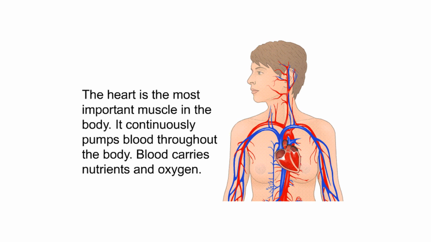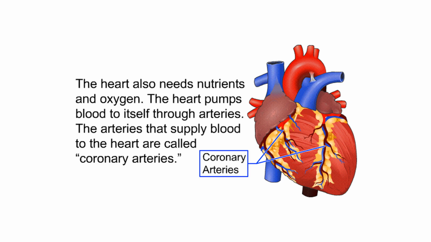The heart. The heart is the most important muscle in the body. It continuously pumps blood throughout the body. Blood carries nutrients and oxygen. The heart also needs nutrients and oxygen. The heart pumps blood to itself through arteries. The arteries that supply blood to the heart are called coronary arteries.